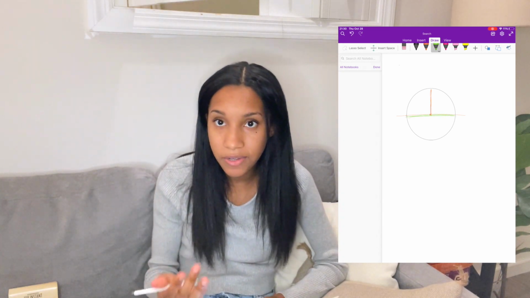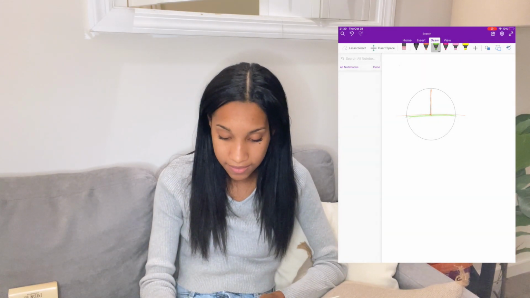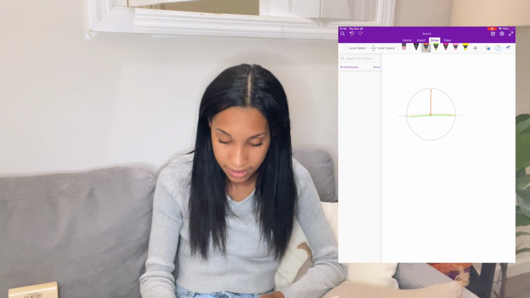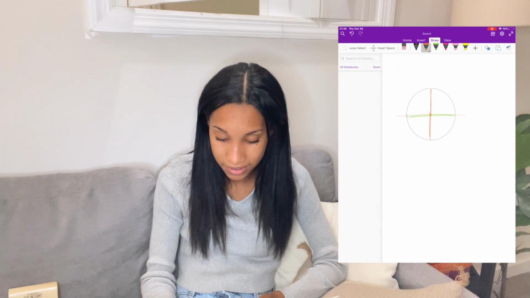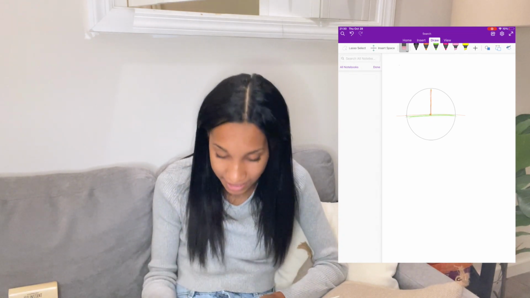Your diameter is always going to be double the radius, because your radius is the outside of the circle to the midpoint. If you extend it again from the other midpoint, you're going to have a diameter. So just remember that radius is half of diameter.